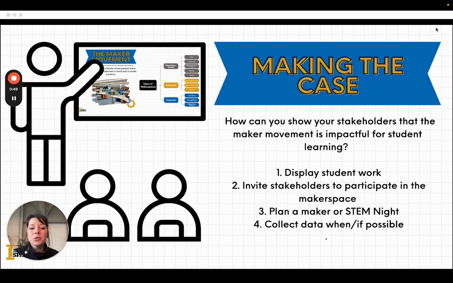Inviting stakeholders to participate in the makerspace will be enjoyable as well. That could include guest speakers that are coming in from the community, parent volunteers that are coming in to help with an activity, lots of ways to introduce and invite them into the space. The next one is to plan a STEM night, and this is a big undertaking, but I do believe that the payoff from this is fantastic.